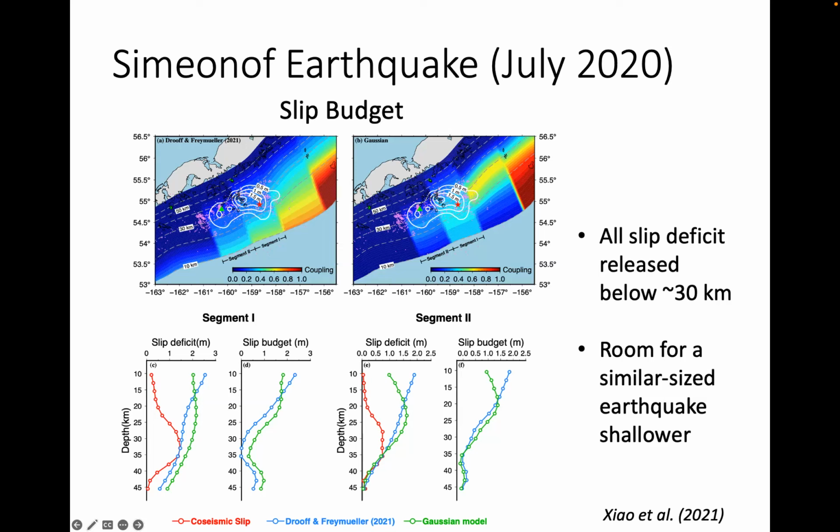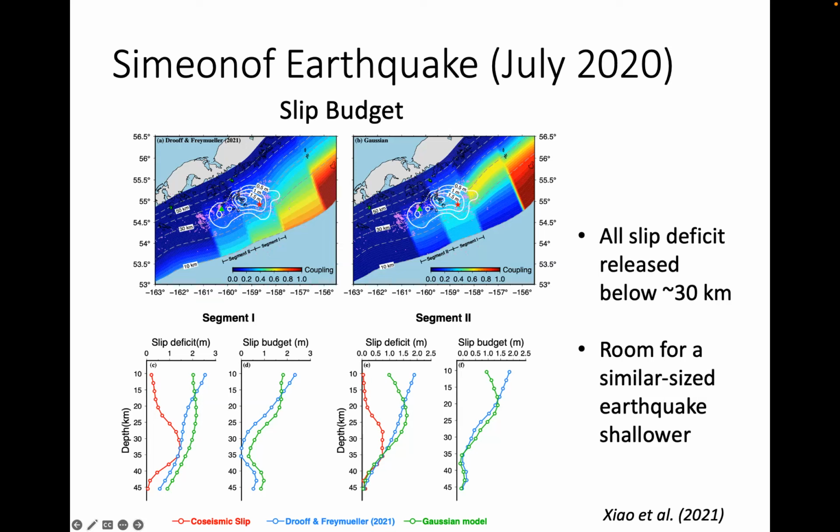But the key point in either case is, regardless of which interseismic model you're looking at, the earthquake used up a century's worth of slip deficit from the depths of greater than about 25 kilometers. However, it did not use up all of the slip deficit that was accumulated over the previous century at the shallow part. So the question is, is that going to rupture? There's room for another similar sized earthquake at shallow depth.